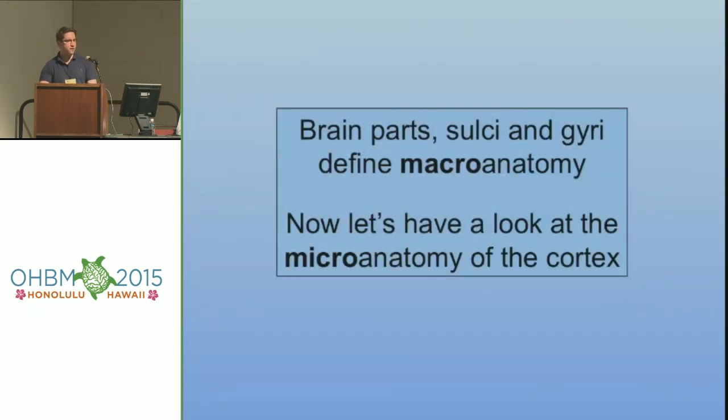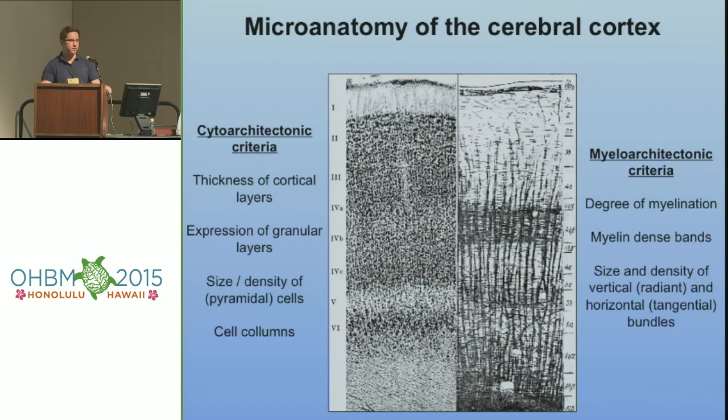Importantly, brain parts, sulci and gyri, define macroanatomy of the brain. Now, let's have a look at the microanatomy of the cortex. So the basic distinction here is any macroanatomical descriptions, that's things you can see with your naked eye, except, for example, on a 3D rendering of an MRI scan. Microanatomy, however, describes the internal makeup of the cerebral cortex. And there are two fundamental properties that are widely recognized since more than 100 years, and that's cyto and myelo-architecture.